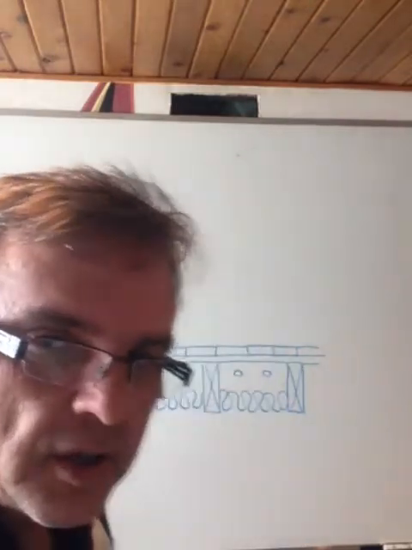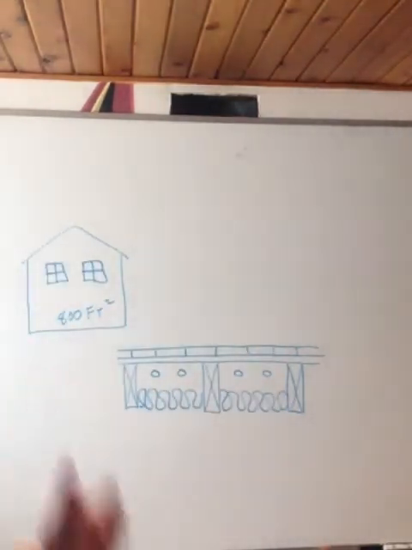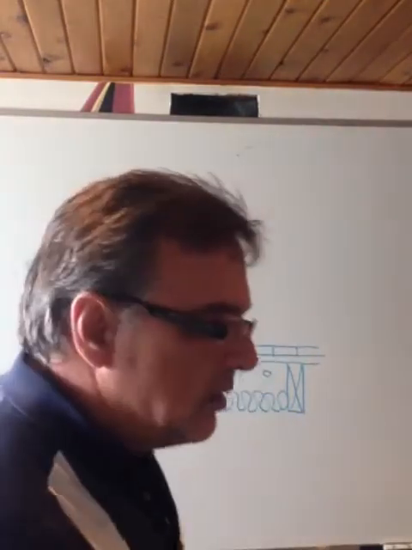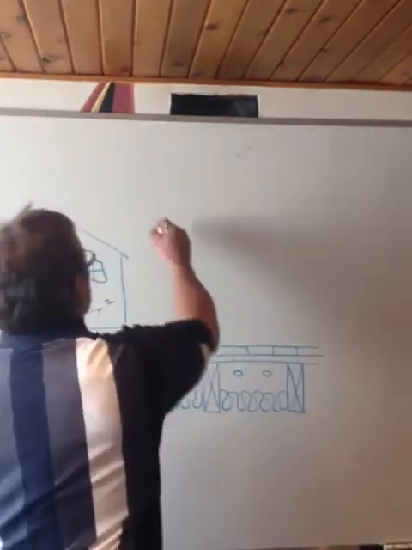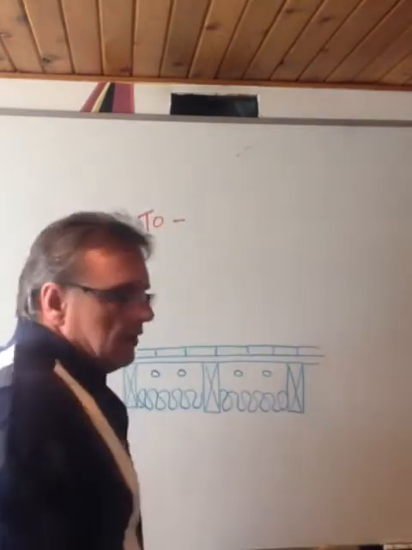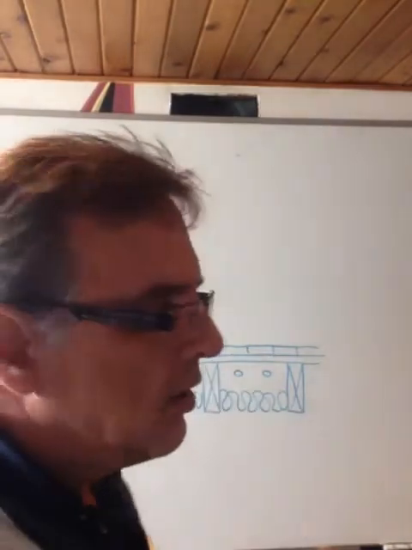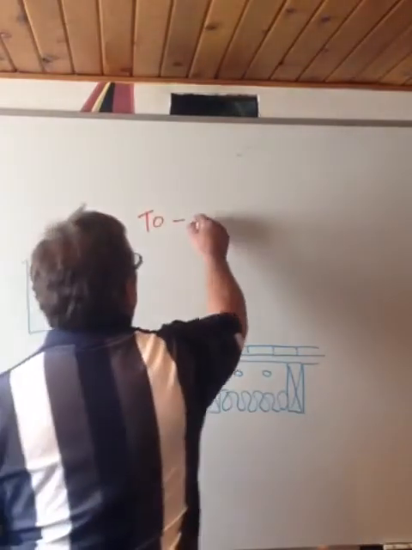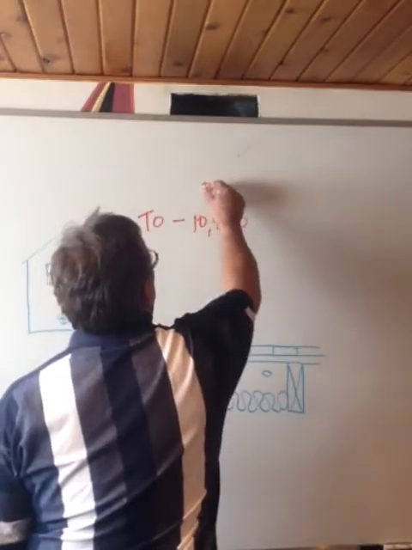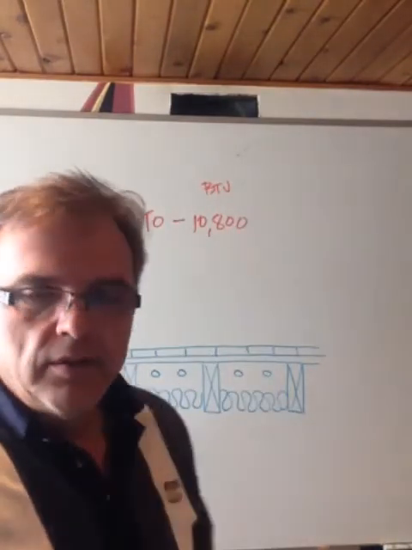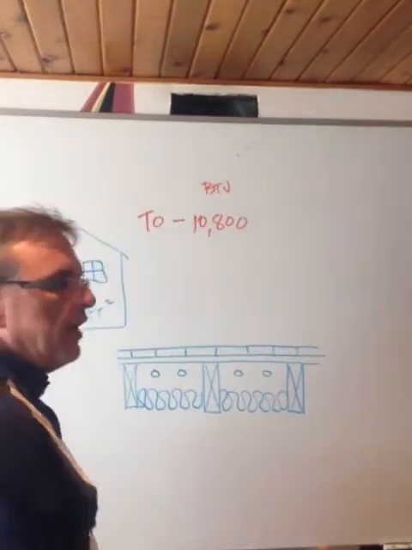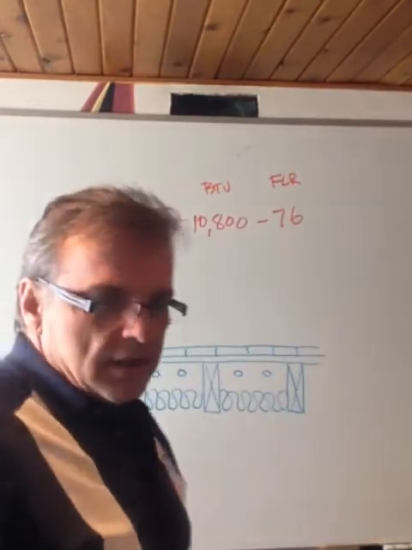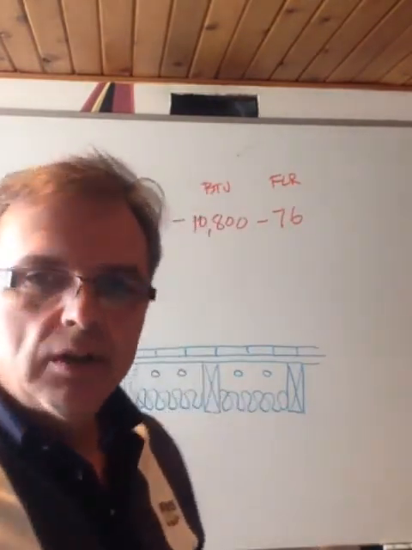So I have a structure here, 800 square foot structure, and we're going to build that identical structure in 3 different cities. Okay, the first one being Toronto. Now, given the environmental conditions in Toronto, I know that the heat load for that structure would be 10,800 BTUs per hour. That, of course, is on the coldest day of the year. Now, if you do the math, we find out that we require a 76 degree floor surface temperature. We've talked about that before.